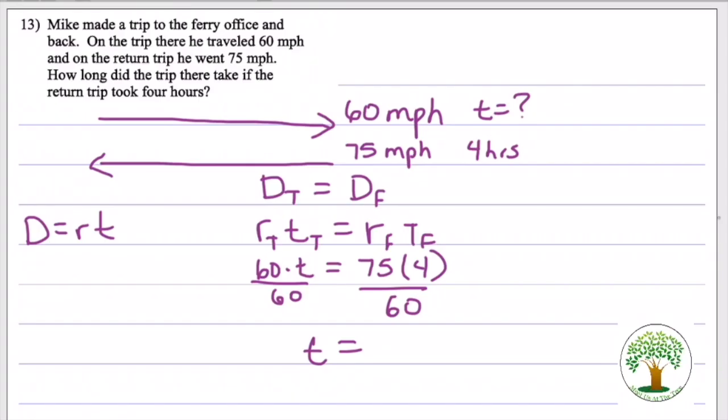Make sure you don't forget your units at the end. 5. That's what two people got. Let's check it to make sure other people get 5. Okay, 5 hours. That's what I got. 5 hours. I know you're about to be like, 5 what? Sorry, I'm too brain dead.